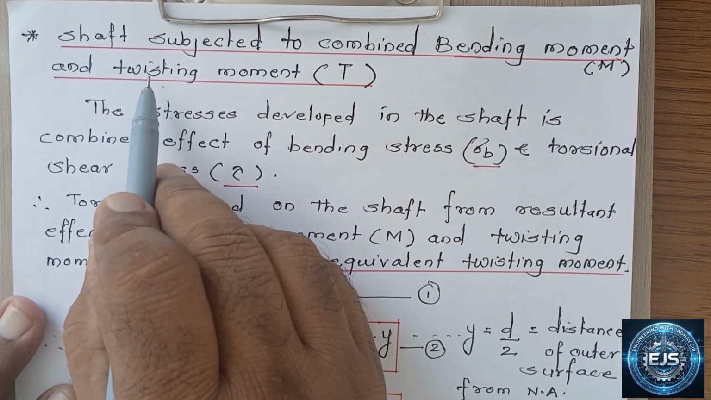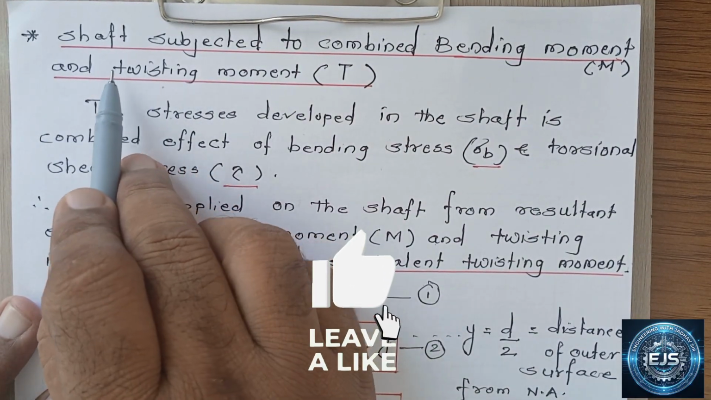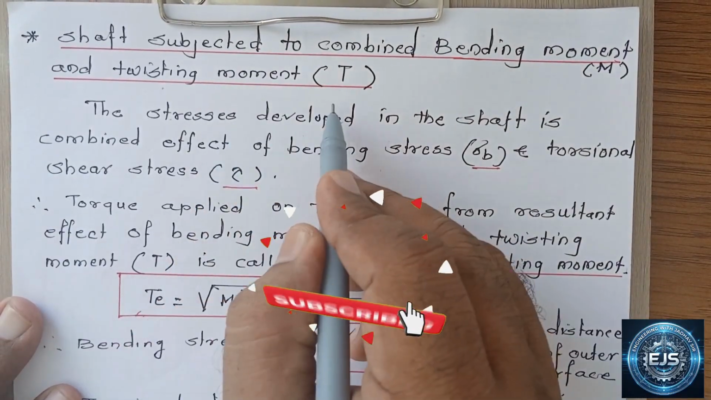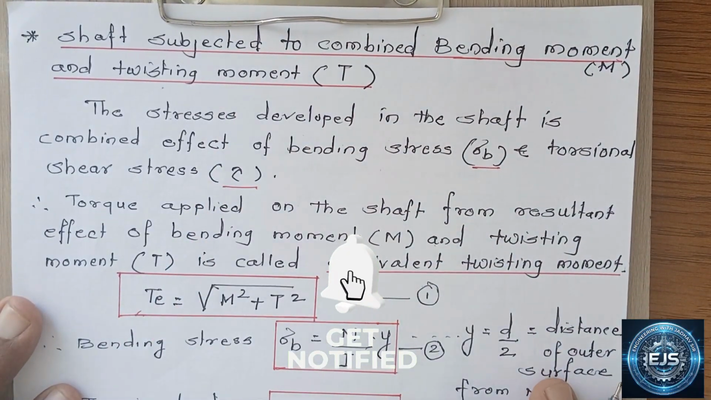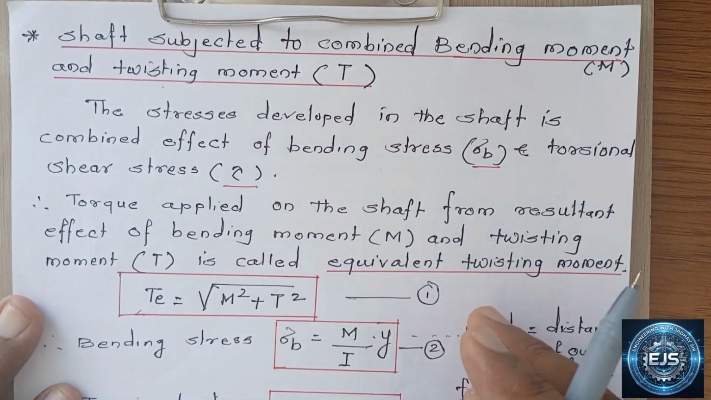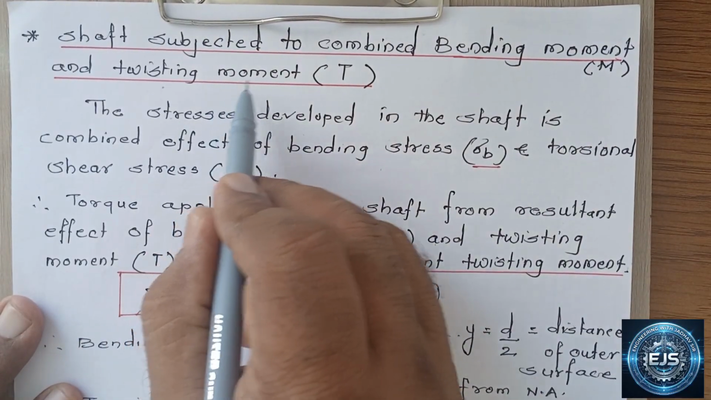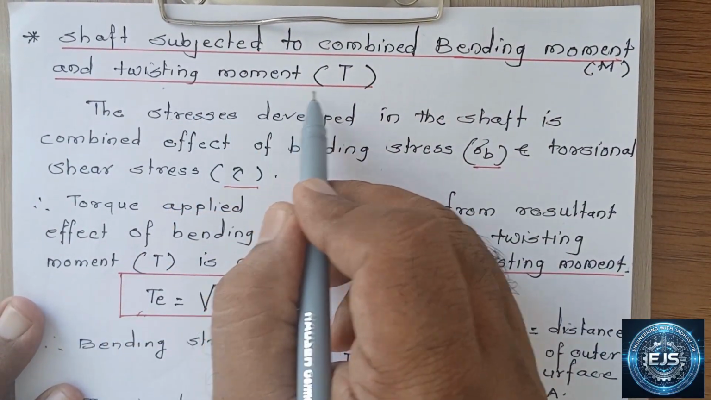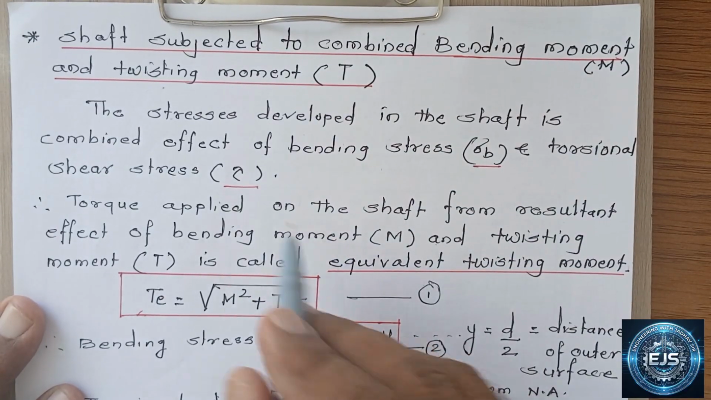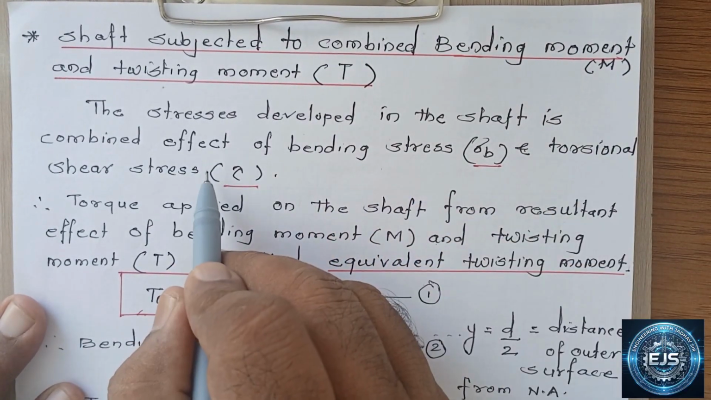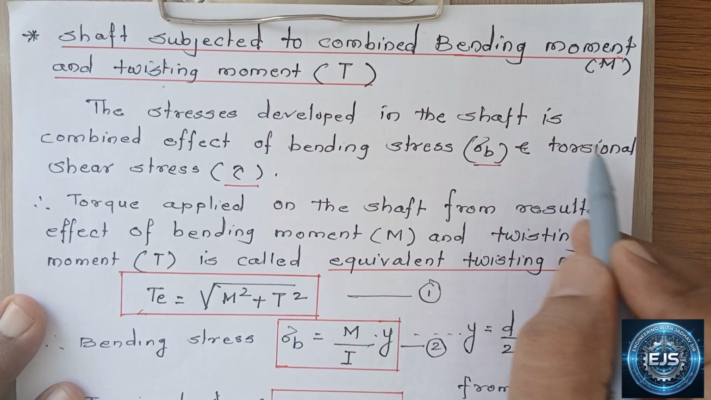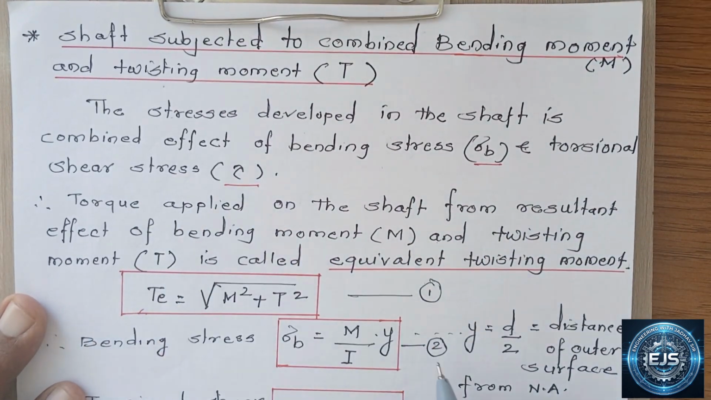So next, combined loading. In this unit, the next problem is a shaft subjected to combined bending moment and twisting moment. ये प्रॉब्लम आता है एग्जाम में. It comes under combined loading case. So, circular shaft subjected to combined bending moment M and twisting moment or torque T. So, stresses developed in the shaft is a combined effect of bending stress, that is sigma b, and torsional shear stress, that is tau.